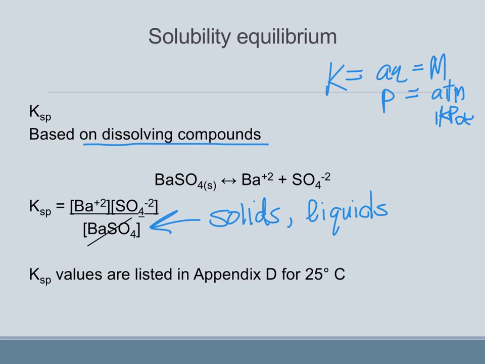So anytime that we're doing a Ksp problem and there is a solid in it, which I'm going to guess every single time, you're going to cancel the solid out of the problem and just have the top line, so you're not going to be doing any dissolving. Ksps are listed in Appendix D or given in the problem. You can look them up or you can be asked to use information or solve for it.